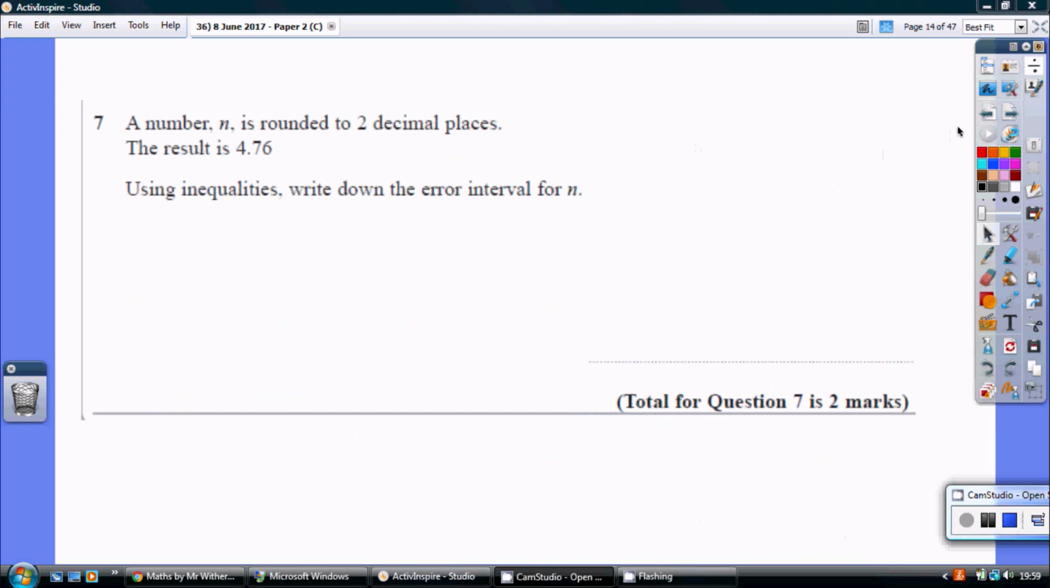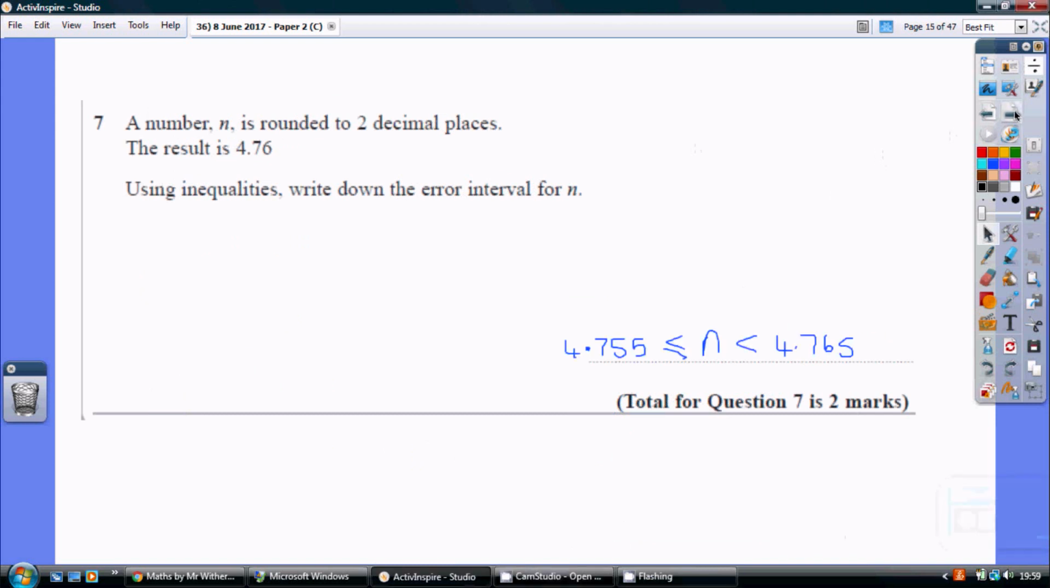Question 7. So using inequalities, so that's when we use these greater than or equal or less than or equal to signs. So that's what the inequalities are. And then the error interval is just giving us the upper and lower bounds. So 4.76, the lower bound for that, what's the smallest number out there that when you round it to 2 decimal places you get 4.76.